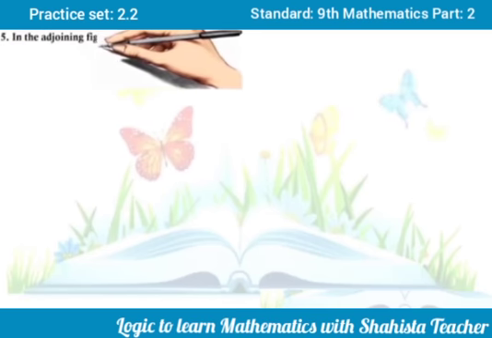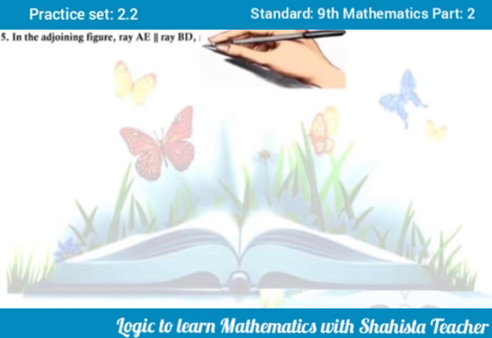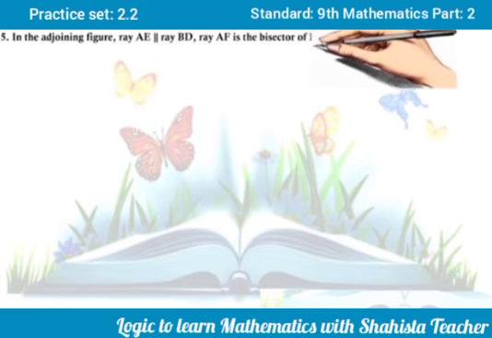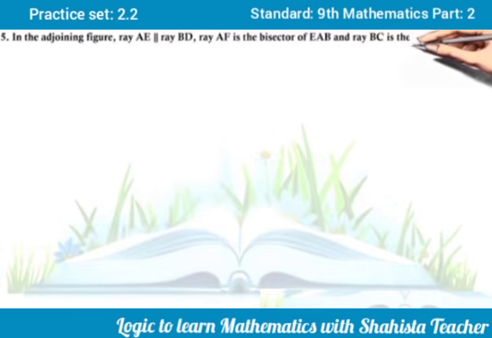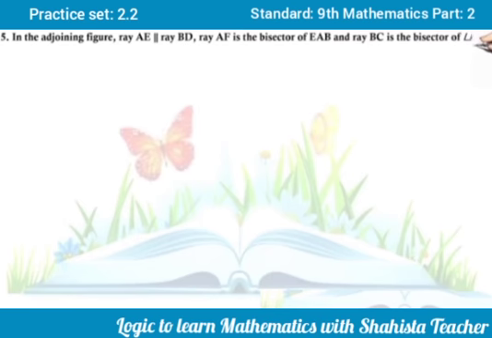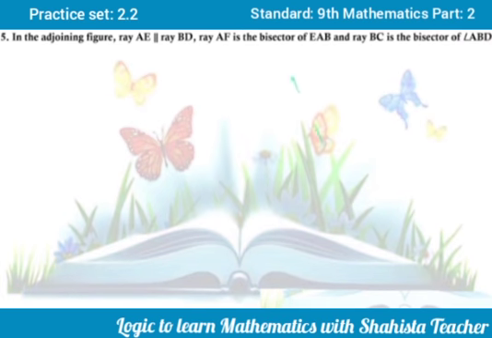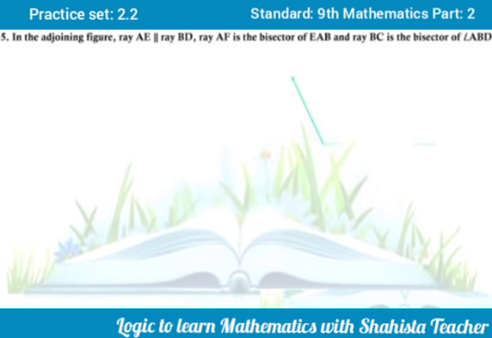In the adjoining figure, ray AE is parallel to ray BD, ray AF is the bisector of angle EAB and ray BC is the bisector of angle ABD. Now here in this question, what we have to prove? What we have to prove means what we have to find here. So we have to find here two parallel lines.